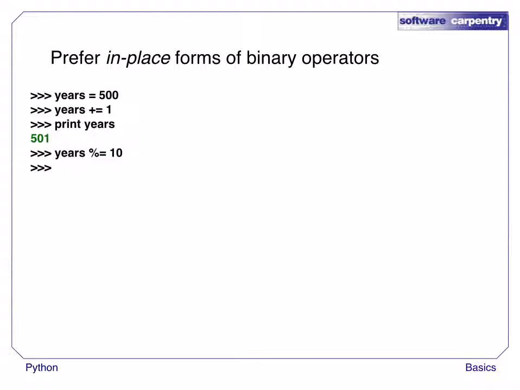Other binary operators have in-place equivalents as well. So here, for example, percent equals replaces the value in years with the old value modulo 10. And again, this is the same as years equals years percent 10. And the answer is what we'd expect.